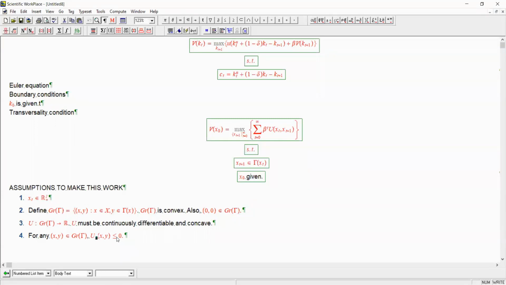Now, what does this mean? Remember, x is the first element and y is xt plus 1. So if x is capital today, then y is capital tomorrow. So the derivative of u with respect to y is the derivative of u with respect to your investment in future capital. That must be negative or 0. In other words, investing in the future is costly now. This is a clearly important assumption that has a very clear economic interpretation as well.